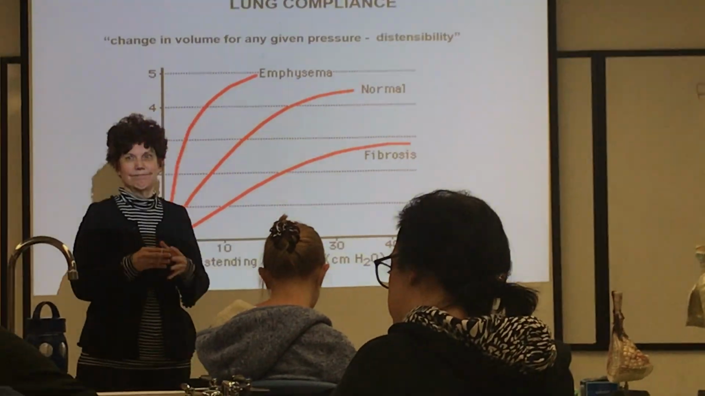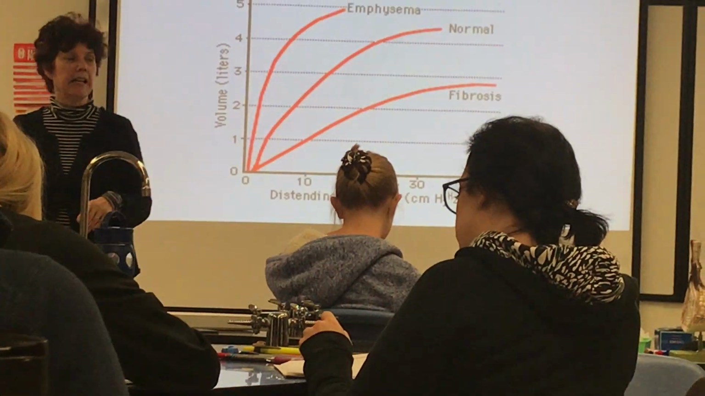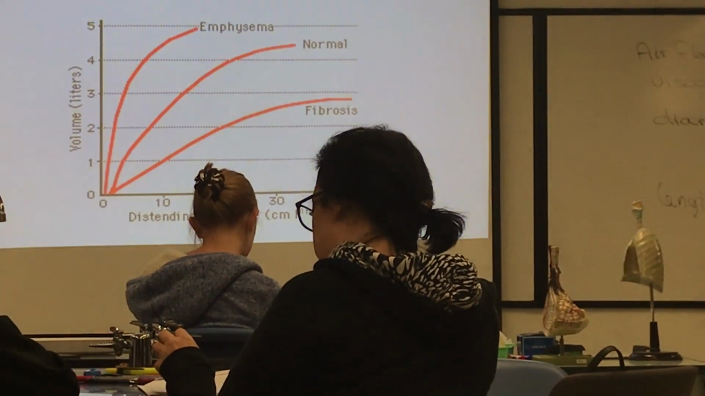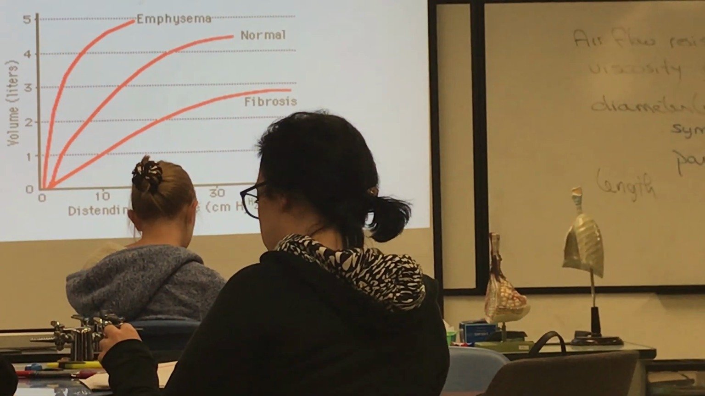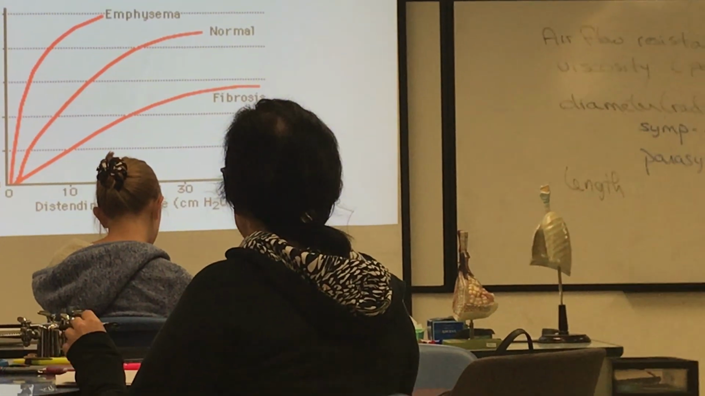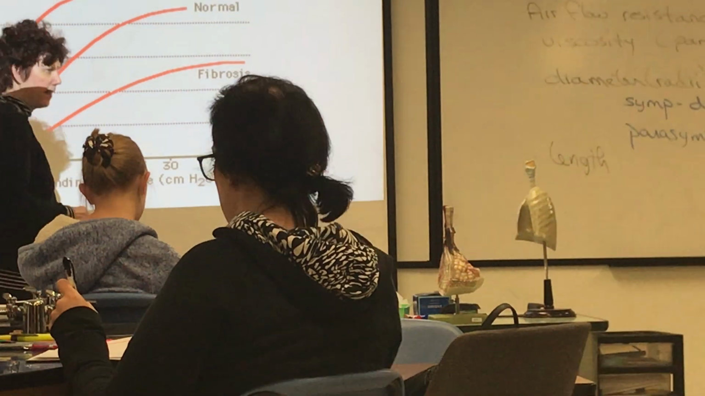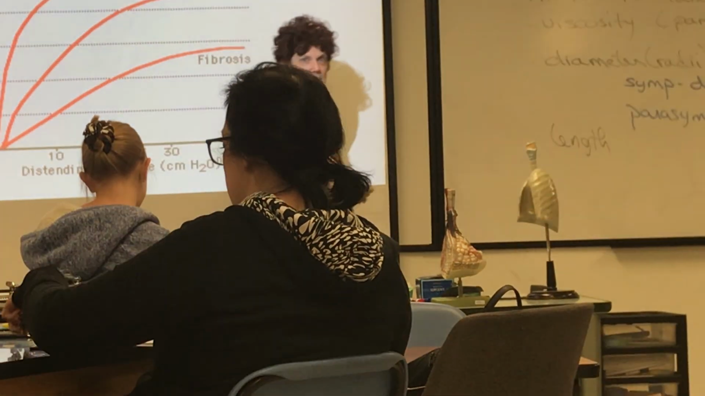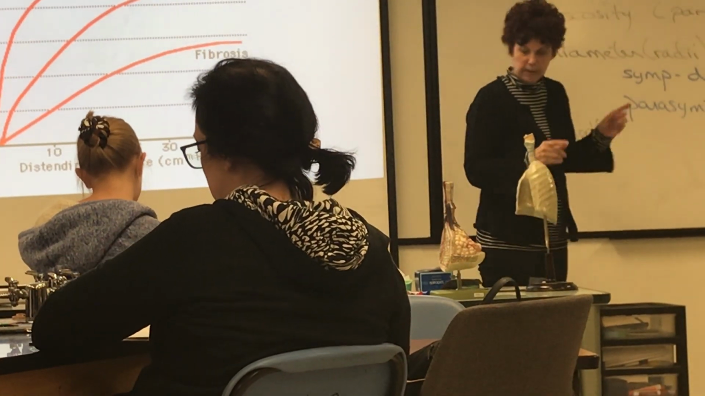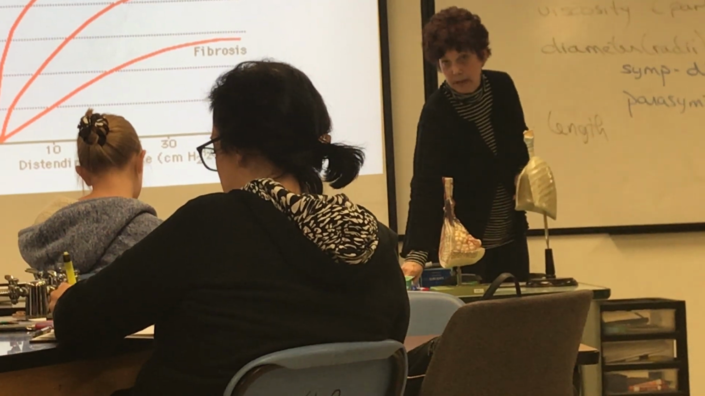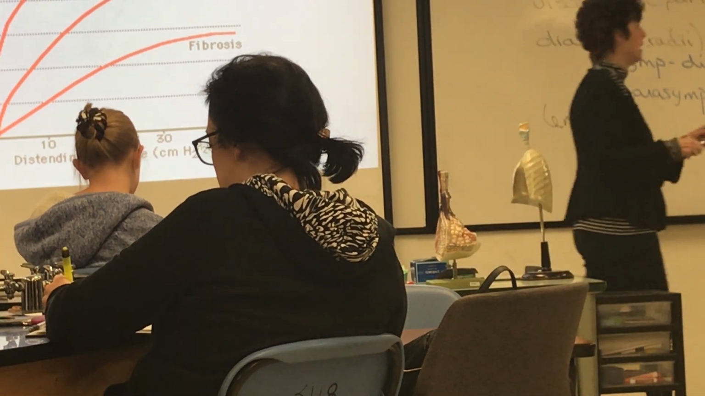So it decreases compliance. Now, why would emphysema have very high compliance? It's too easy for people who have emphysema to expand their lungs. The difficulty is in moving their air out. When we look at some of these conditions, when we look at our pulmonary function tests, and we'll do a little bit more next week as well.